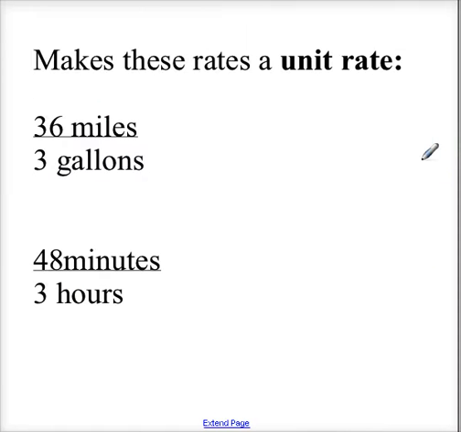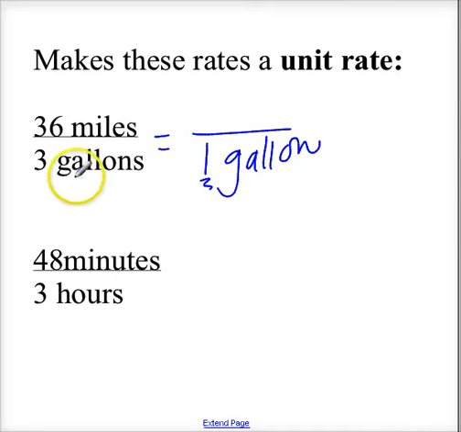Let's practice making these rates a unit rate. 36 miles to 3 gallons. I want a rate that only has 1 gallon. I want a unit rate. Has the number 1. Well, how do I go from 3 to 1? I divided by 3. 36 divided by 3 is 12. 12 miles.